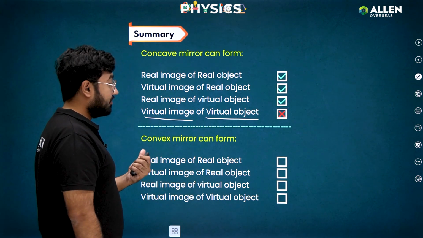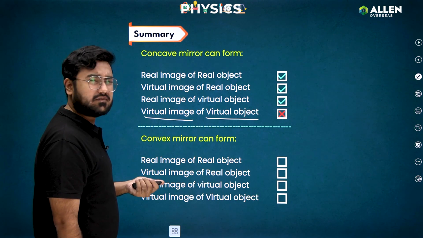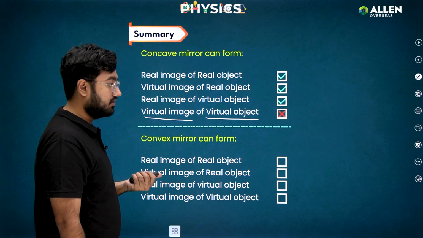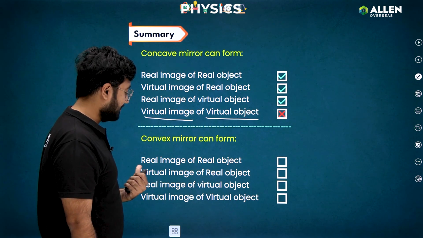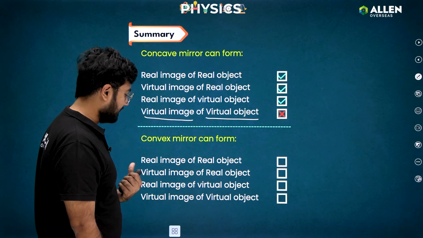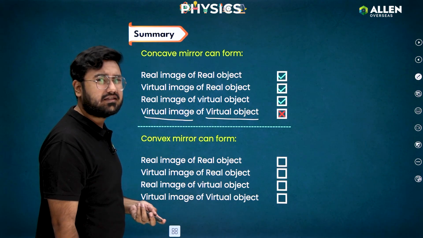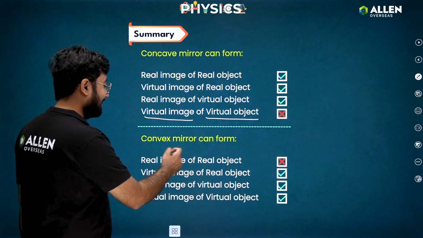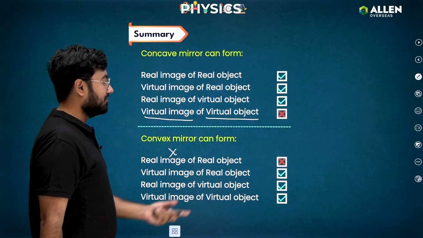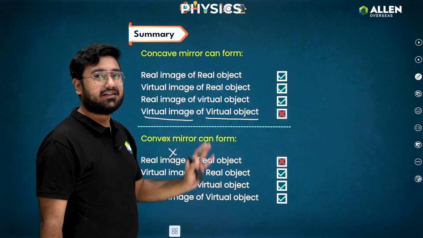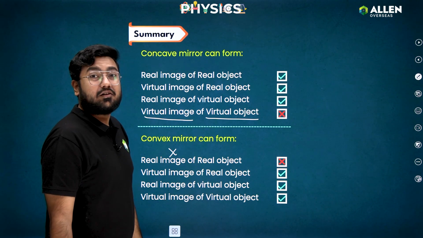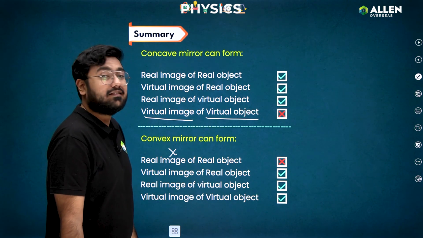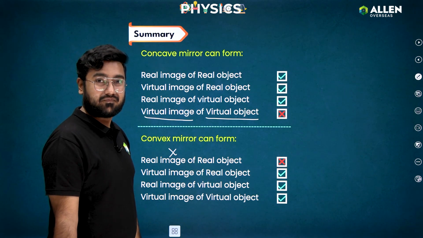Yeah. And convex mirror can form real image of real object? Virtual image of real object? Real image of virtual object? Virtual image of virtual object? Yeah, you guessed it right. So it cannot make real image of real object. So this is wrong. Rest everything is correct. Getting the point? That's how mirror works, and that's how you must remember the mirrors.